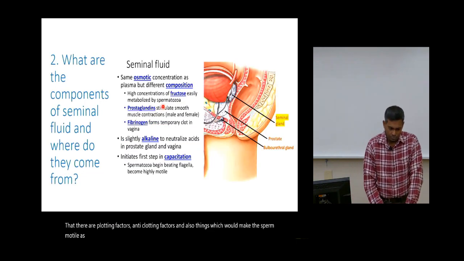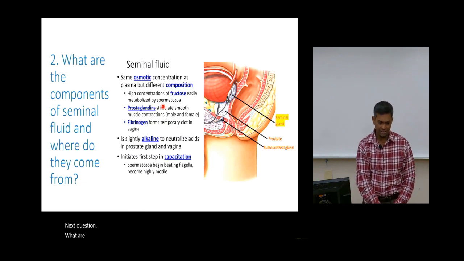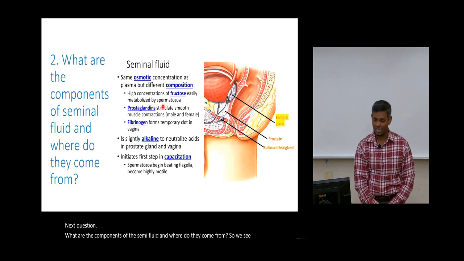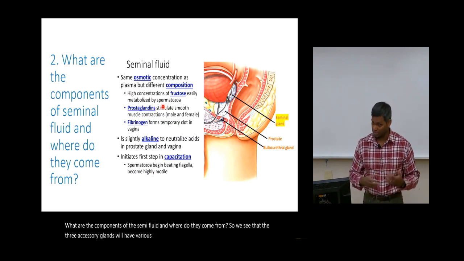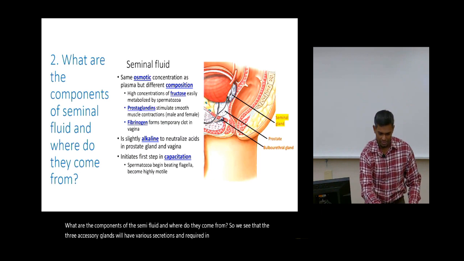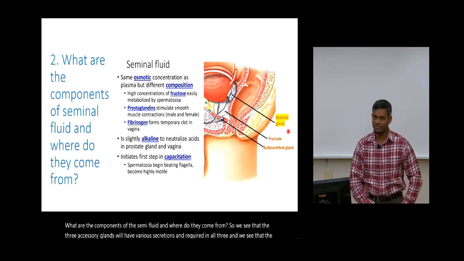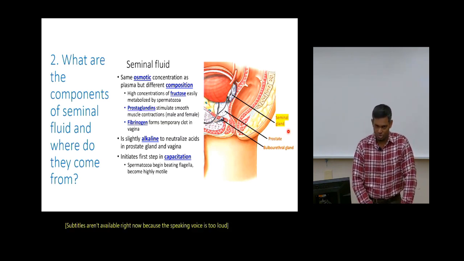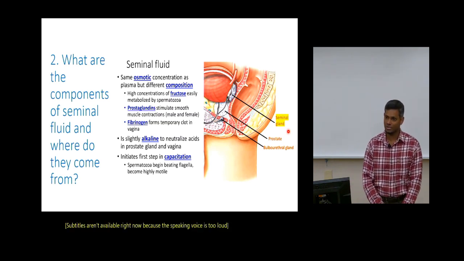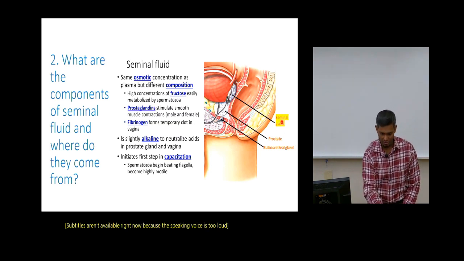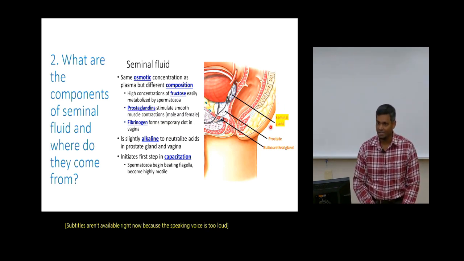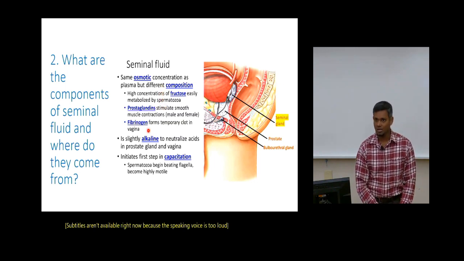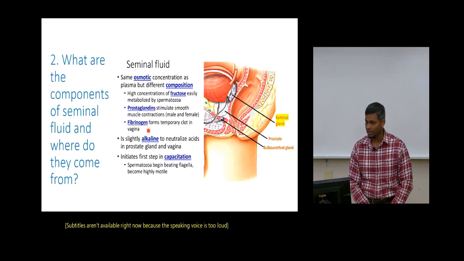Next question, what are the components of the seminal fluid and where do they come from? We see that the 3 accessory glands will have various secretions, and you're required to know all 3. The seminal glands, or the seminal vesicles, will produce the majority of the semen volume. So 60 to 70% of the semen volume arises from the seminal glands, and this has a number of components such as fructose, prostaglandins, fibrinogen. All of these you're supposed to know what their functions are.